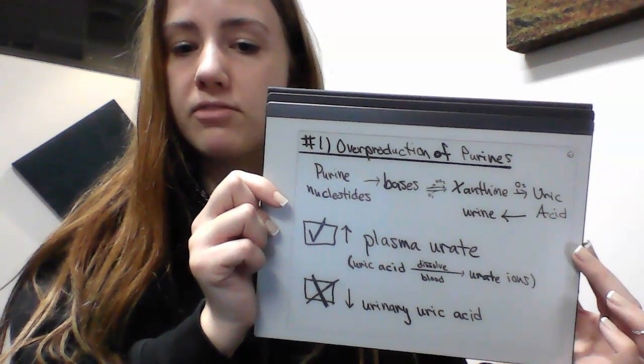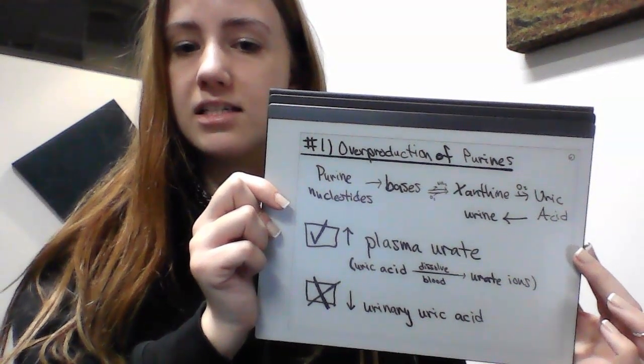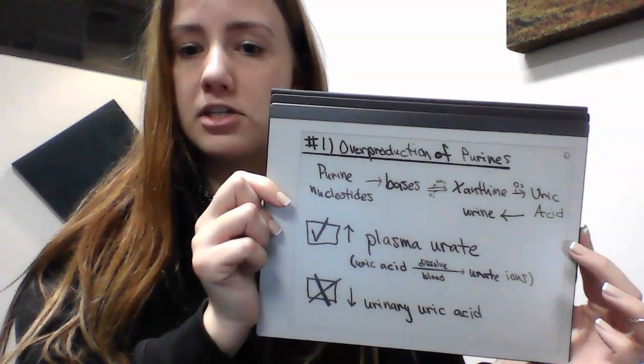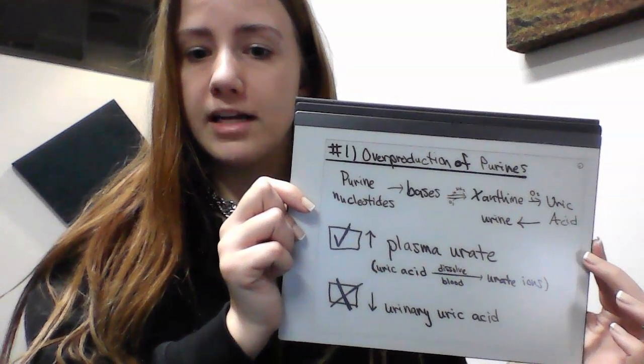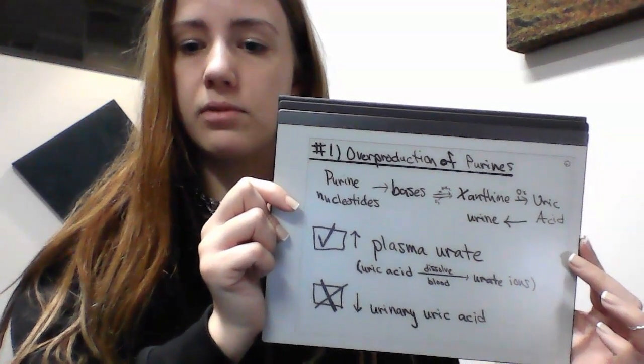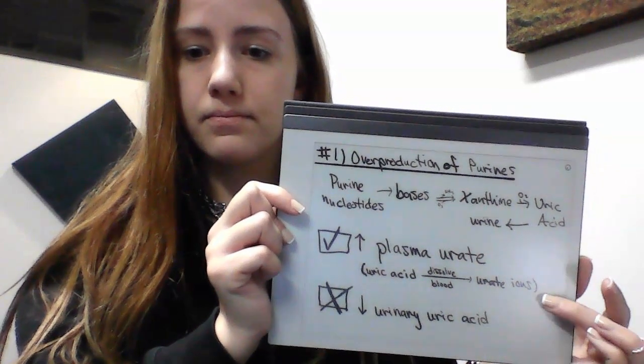If we were to find an increase in uric acid as expected in the overproduction of purines, then this would explain the increase in plasma urate because uric acid, as it dissolves in the blood, forms urate ions.